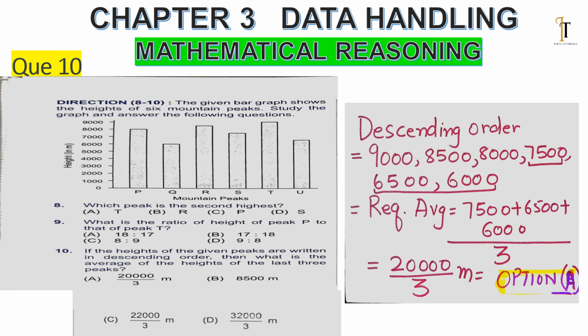Here we need to deal with only the last three numbers, that is 7,500, 6,500 and 6,000. So average is the sum of observations upon the number of observations, that is 3. So here we get 20,000 by 3. Now let's check the options. So it resembles option A.